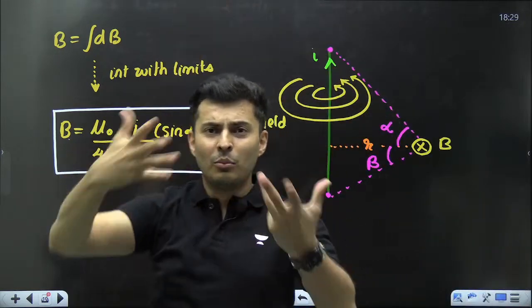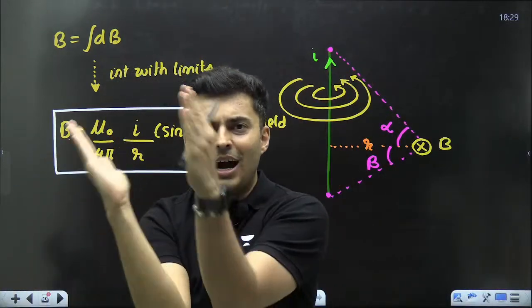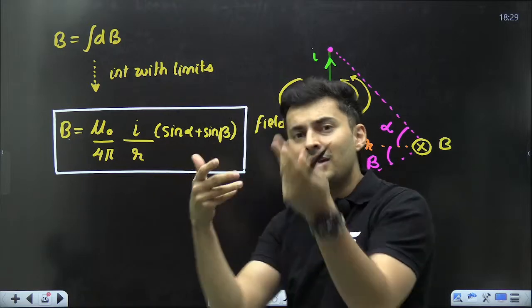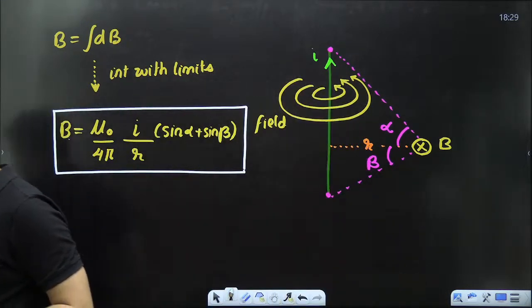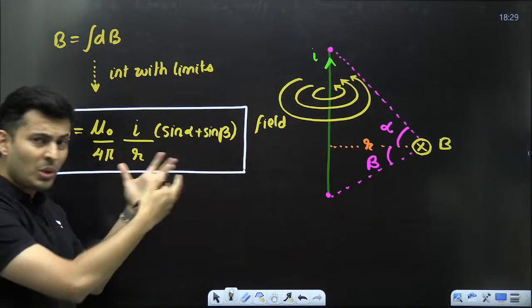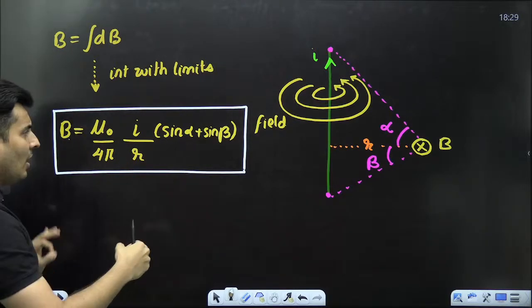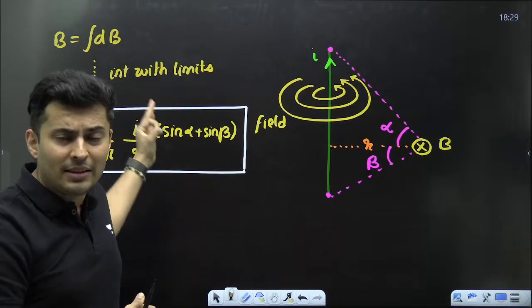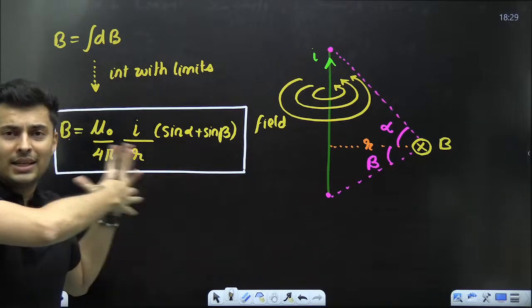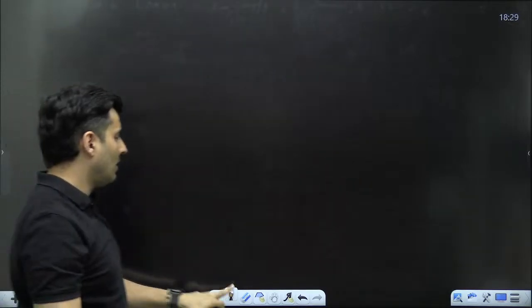Larger the wire, more will be the field. Smaller the wire, alpha and beta will automatically reduce. It will change the magnetic field. Is that right? Everybody with me? So how much this field is, is given by this particular formula. How to use it? I will show you.